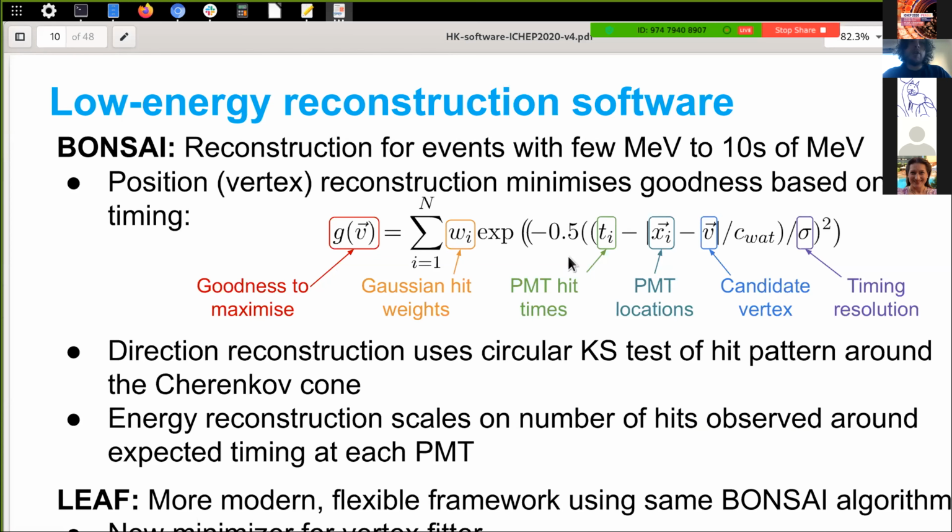So once we've got our position, we can also then reconstruct the direction using the pattern of the Cherenkov cone, and the energy based on the number of hits observed compared to the number of hits you would expect to see at each PMT, given a particular energy. Something we're moving to now is shifting towards a new package called Leaf, which currently uses the same algorithms as Bonsai, but in a much more modern and flexible framework. This is making it much easier for us to tune different detector geometries and perform the detector optimization studies that we want to perform. So here's an example of such a study.